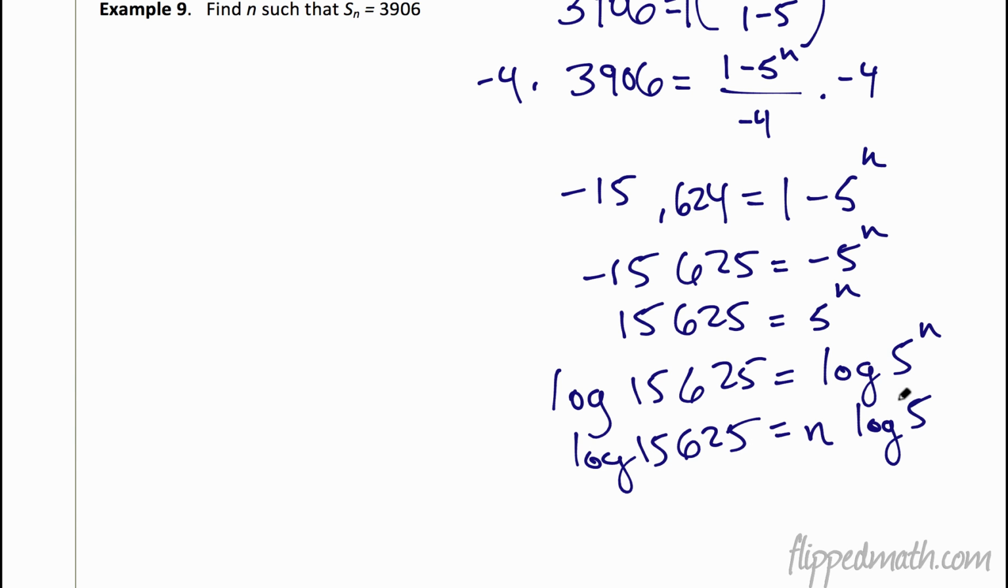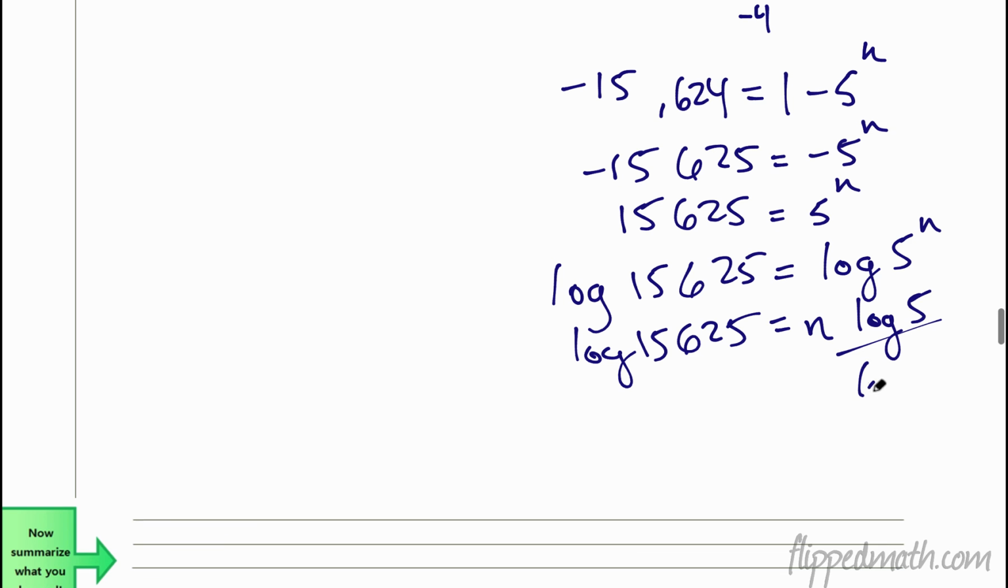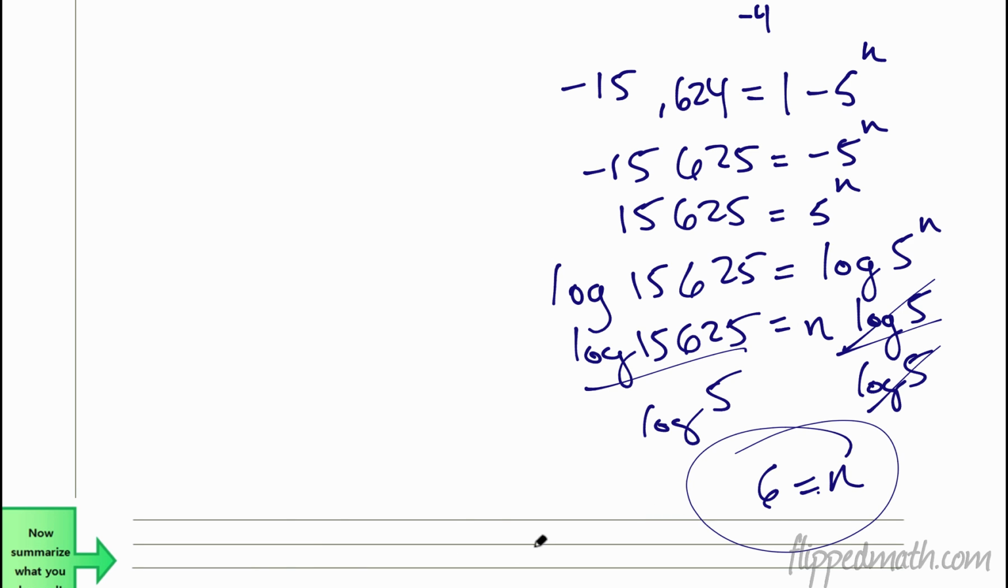Listen, I know you're at a disadvantage because the logarithm unit was so terrible this year. But we divide both sides by the log of 5. And what are we going to get? They cancel out. You get n equals the log of 15,625 divided by the log of 5. So put that in your calculator. And guess what you're going to get? Something very pretty. N equal to 6. That is pretty. All right, so it's the 6th term. N equals 6. 6th term.